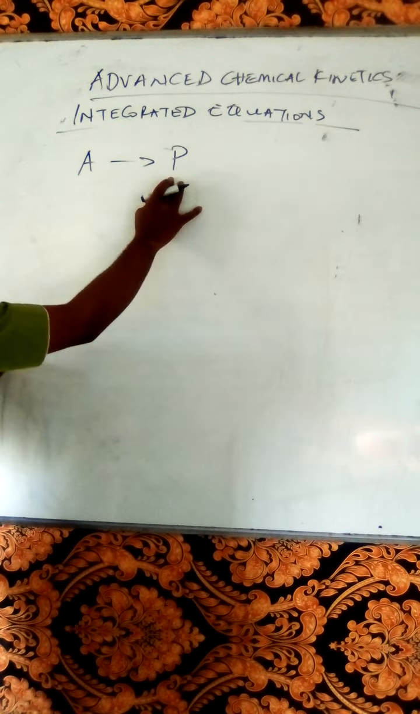Having done that, we know that in mathematics, when a number is raised to power 0, it is equivalent to 1. So this will vanish. We now have dA equal to minus K dt, crossing this one to the other side. Then integrating this equation with boundaries.